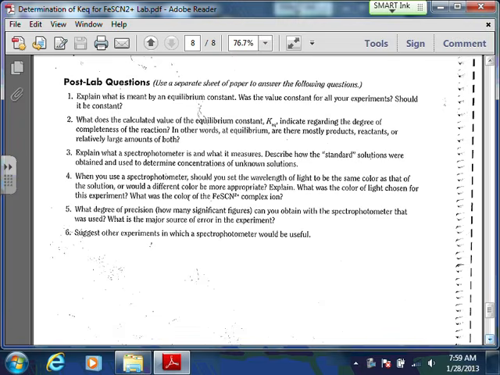But the size of the equilibrium constant tells you something. If it's a very small number, it means that the equilibrium favors the reactants, which means there's going to be more of the reactants. If it's a large number, there's going to be mostly products.